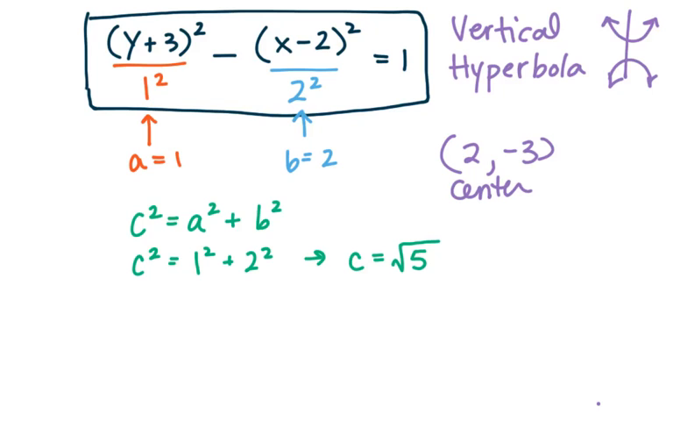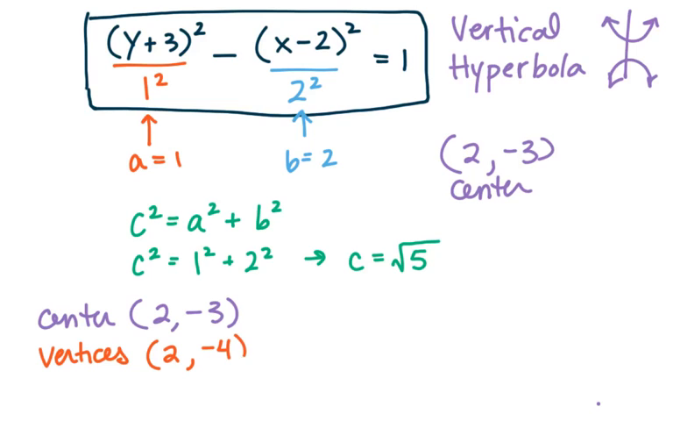Let's list our attributes. We have a vertical hyperbola with a center at (2, -3). So my vertices are going to be moving up and down from this value. That means it's a change in y, and I use a. a is always the value I use for my change in y. So this is going to be (2, -3) minus 1 is (2, -4), and (2, -3) plus 1 is (2, -2).